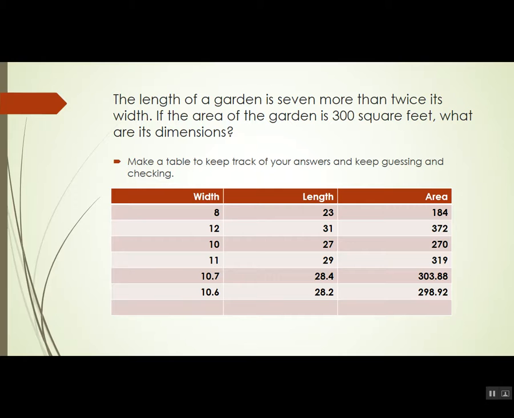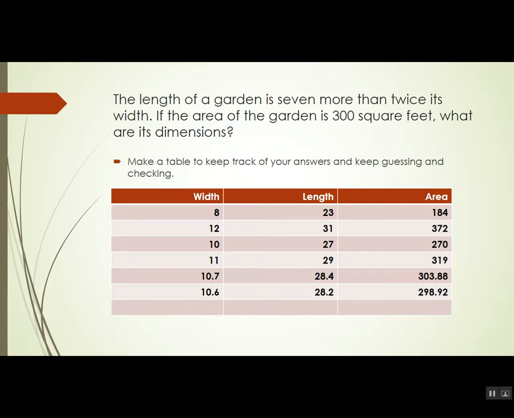So we make a table to keep track of our answers and just keep guessing and checking. We make up numbers for the width, find the length, find the area, and then adjust our answer. So if our third guess is 10, we only get 270. If our fourth guess is 11, we get 319. So now we're going to have to go into the ones place. 10.7, and my next guess was closer to 11 than 10 because 319 is closer to 300 than 270 is.